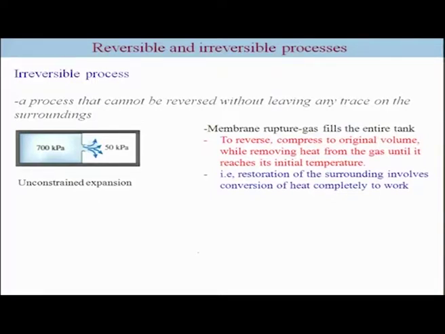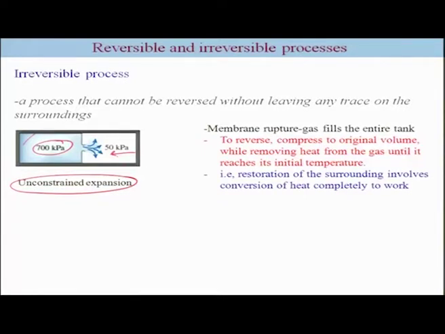An example of such a process is unconstrained expansion. You have a container containing gas at very high pressure, separated from a low pressure subsystem by a membrane which gets ruptured, and upon rupture the gas flows from this part to this part and fills the entire volume. Now, if you would like to return this to the original state, we must try to push this gas back using some kind of a piston.